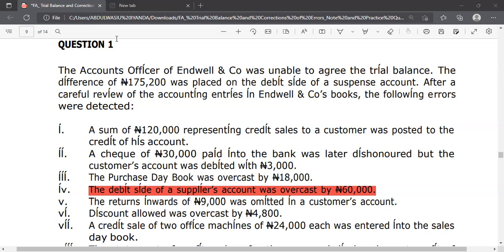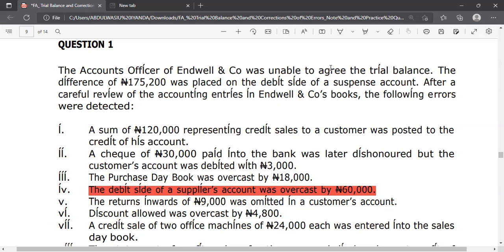A credit sale of 24,000 naira each was entered into the sales table. It's not supposed to be part of the sales table. It's supposed to be part of your disposal account, because it's not a revenue receipt. It's only revenue receipts that you enter in the sales account, not capital receipts. So capital receipts should be recorded in the disposal account. We're still going to do that. There can either be a gain on disposal, or a loss on disposal.